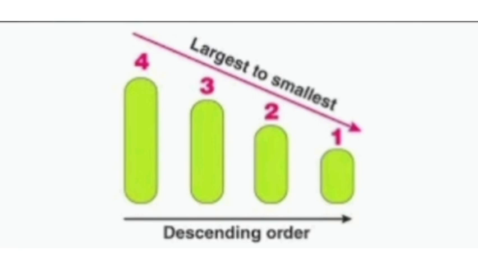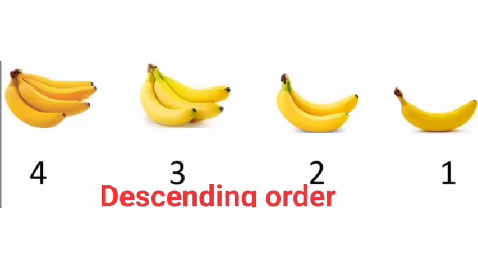For example, look at here. 4, 3, 2, 1. The number was decreasing. So numbers from biggest to smallest is a descending order. I'll show you one video.